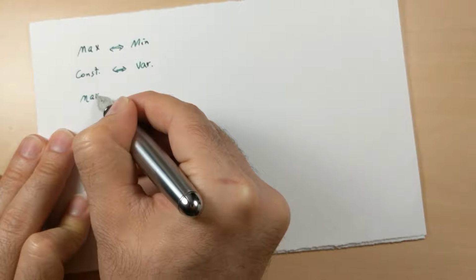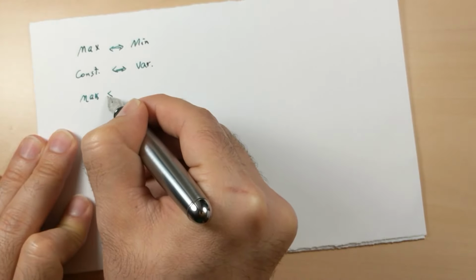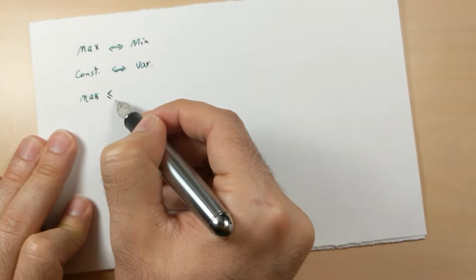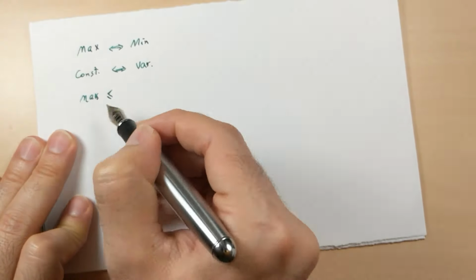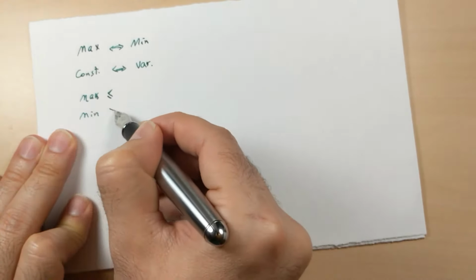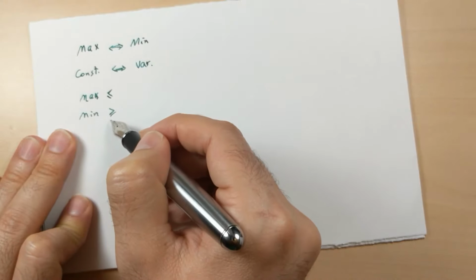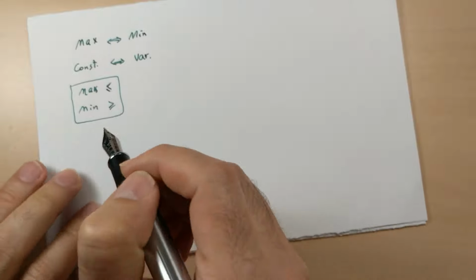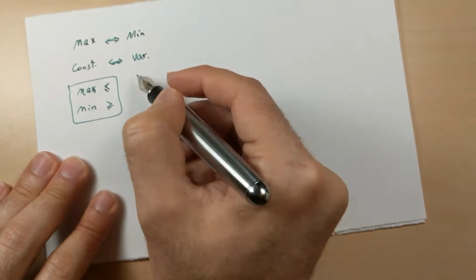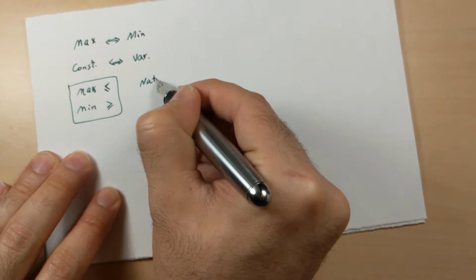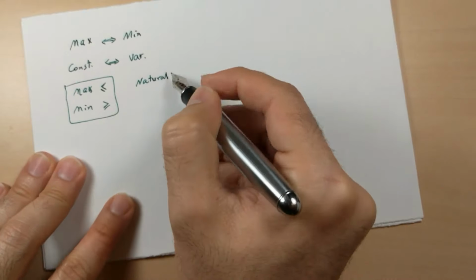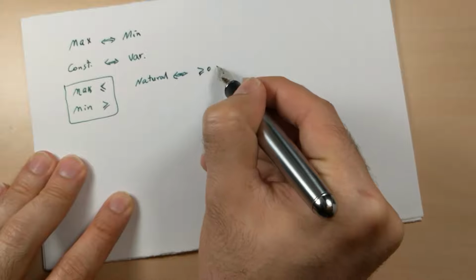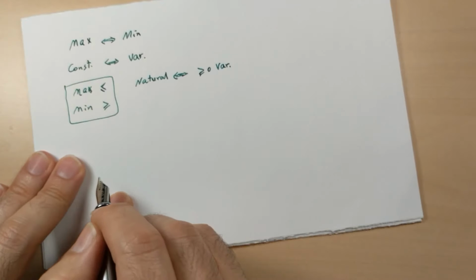For a maximization problem, the natural direction for constraints is less than or equal to. For a minimization problem, the natural direction of constraints is greater than or equal to. Have this in mind. If you have natural constraints for the primal, then you are going to have greater than or equal to variables in the dual.